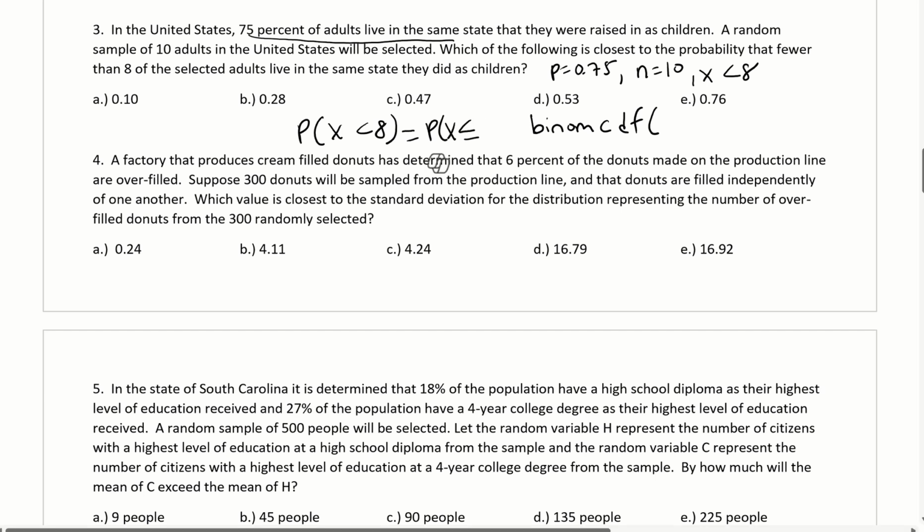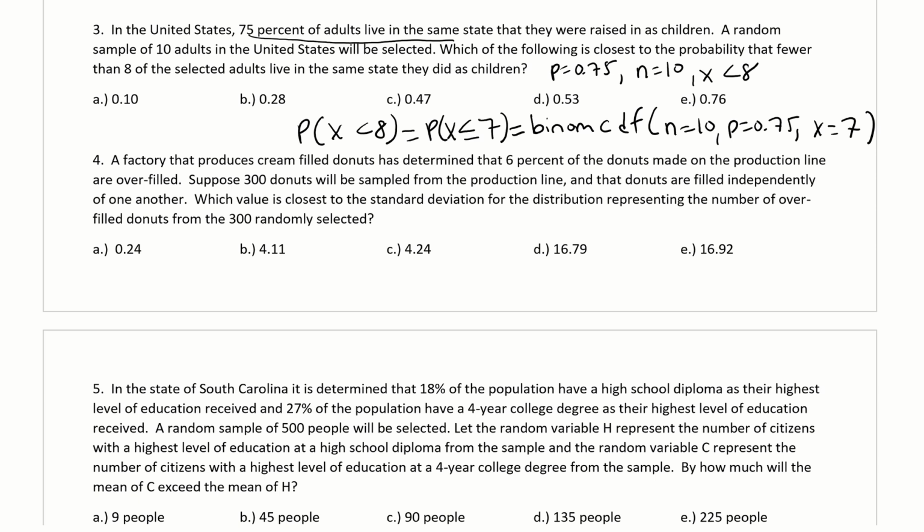So it's got to be less than or equal to 7 in this case. So it's binom CDF of n equals 10, p equals 0.75, x equals 7. Okay, so we can calculate that and get that solution. So if you did that, the answer is C.